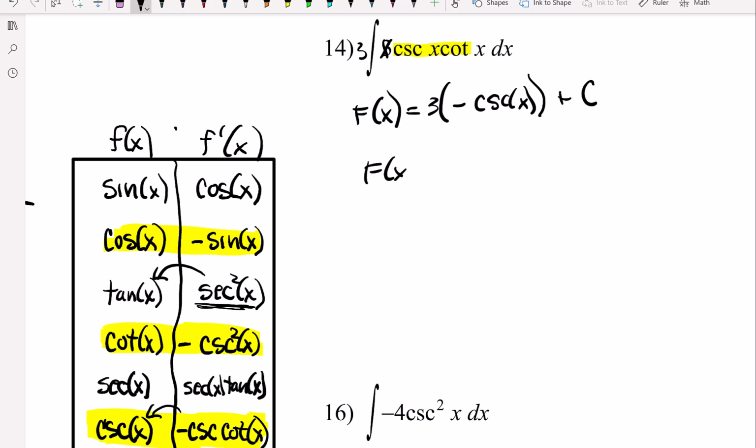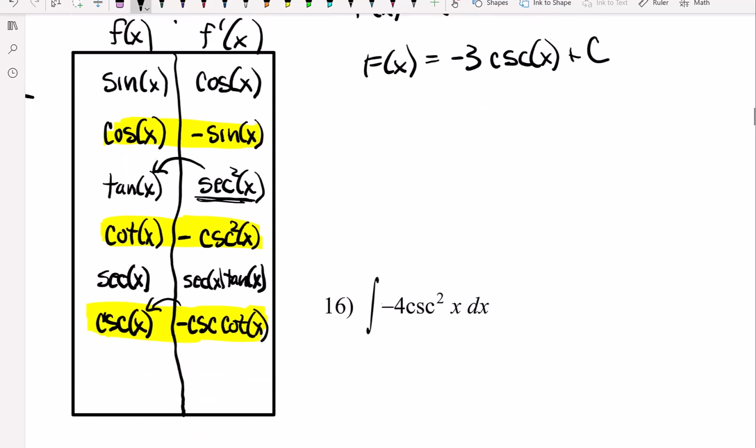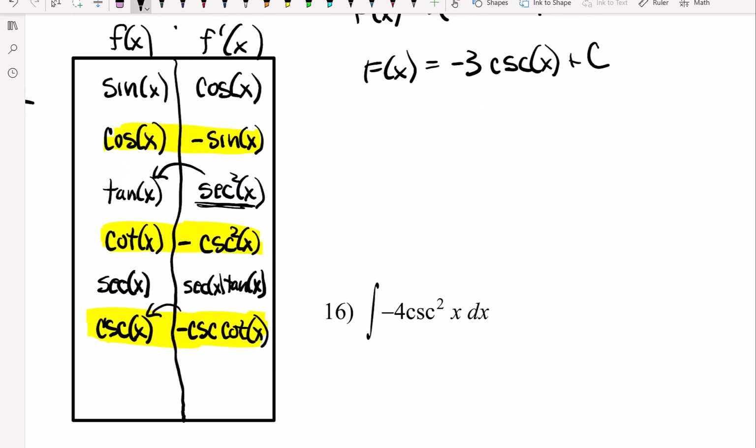So then you would simplify that to this. Make sure the C's are uppercase. So that's why having the list, the table here, is pretty important.